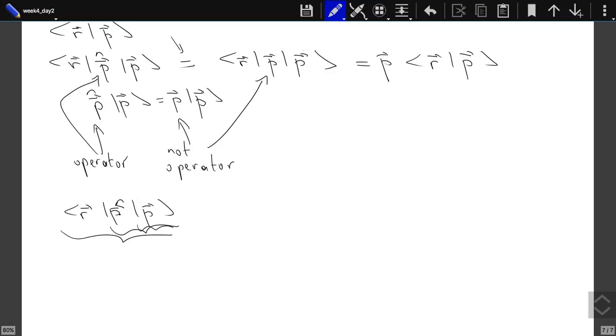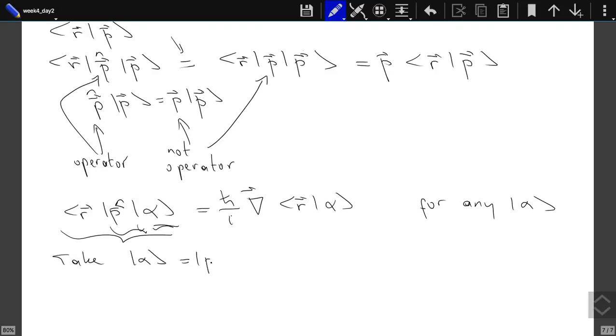But we know that what the momentum operator is in, let's say, position space, this is equal to h bar over i gradient acting on ⟨r|α⟩. Well, let me write it in this form. This is what we had derived before for any alpha. Just take alpha is equal to p.